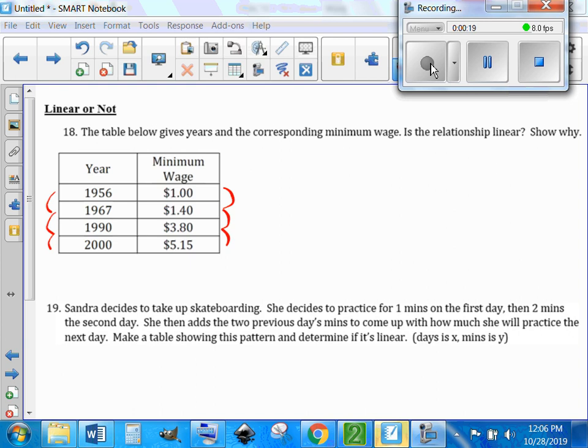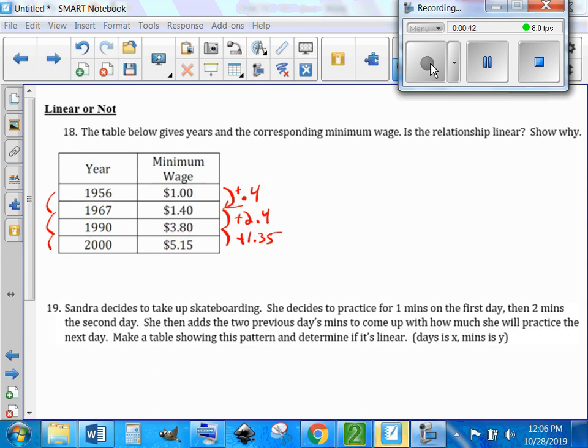So to do our changes in y's first, 1 to 1.4 is a change of 0.4. From 1.4 to 3.8, it's 2.4. Now, if you don't know that, you do a subtraction. You take the second value, subtract the first value, that gives you the change. And then 5.15 minus 3.80 is 1.35.